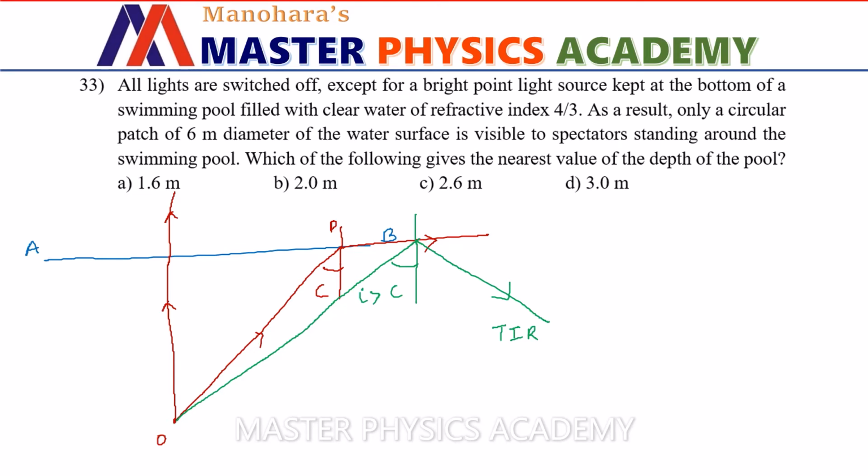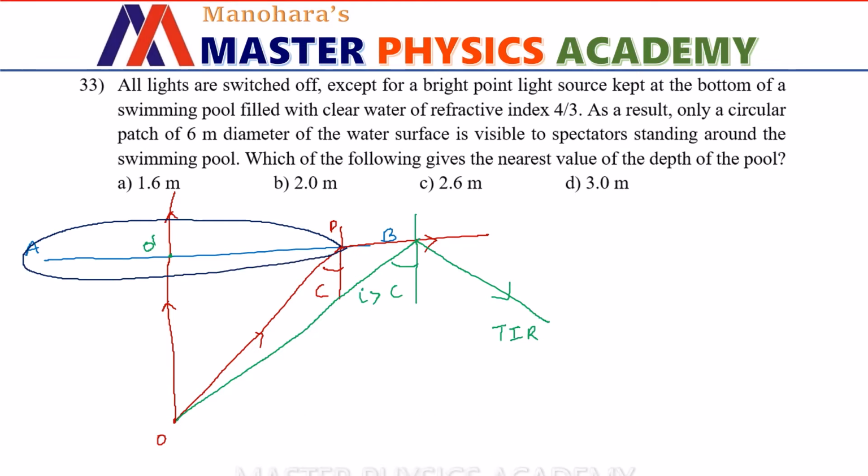So what the spectator sees are the rays incident only between O dash and P. On the other side also they see the same pattern. So what they see is a circular patch on the swimming pool with radius equal to O dash P. Here the diameter is given as 6 meters, hence O dash P, the radius, will be equal to 3 meters.